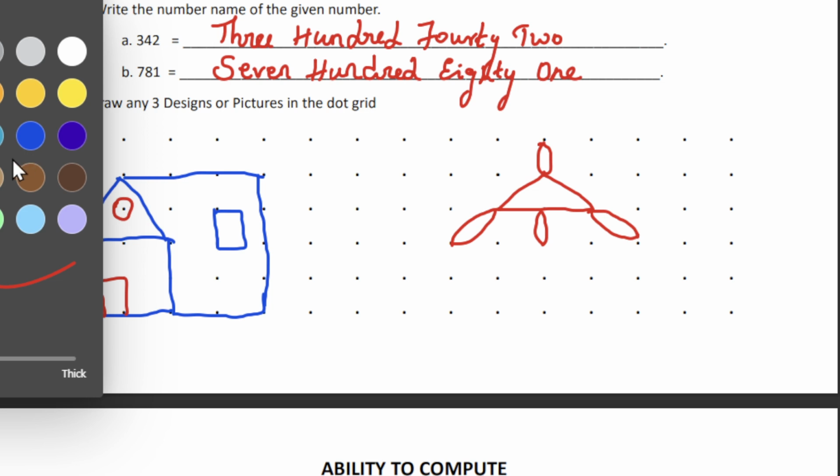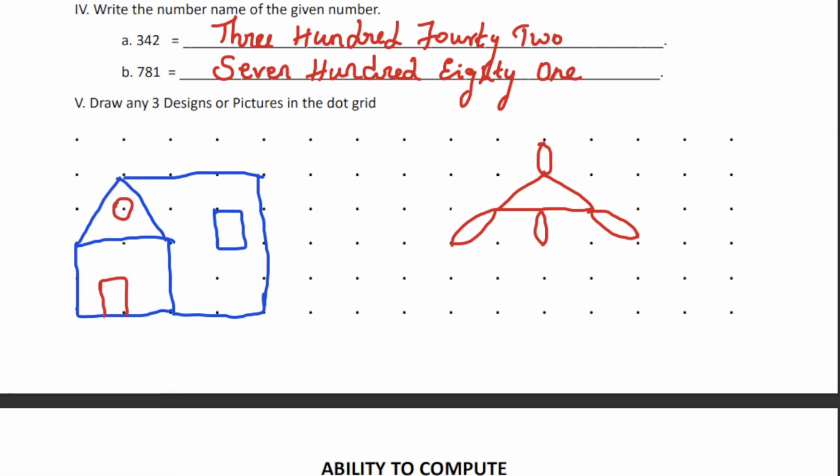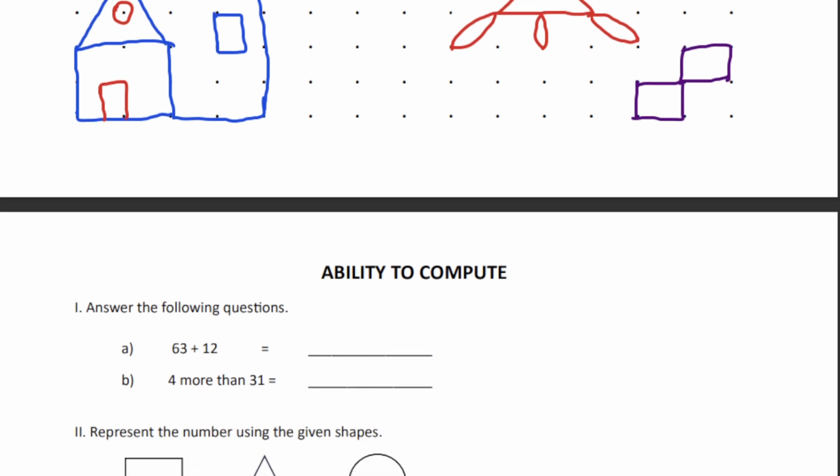And if you want to draw shapes, you can draw like a square shape, rectangle, triangles, anything. Okay, so next, ability to compute.